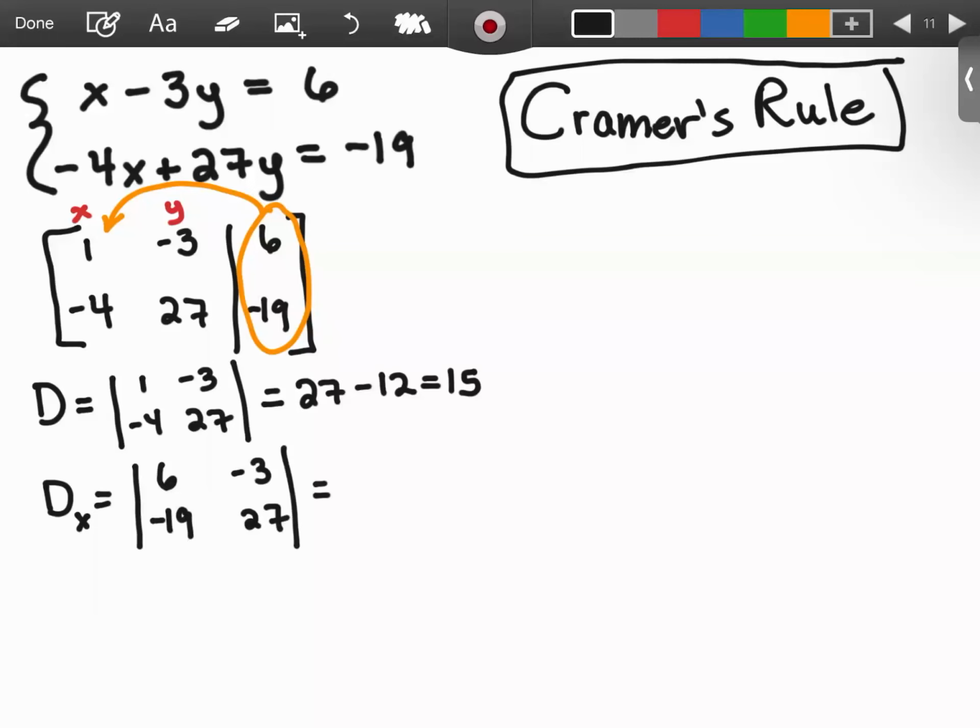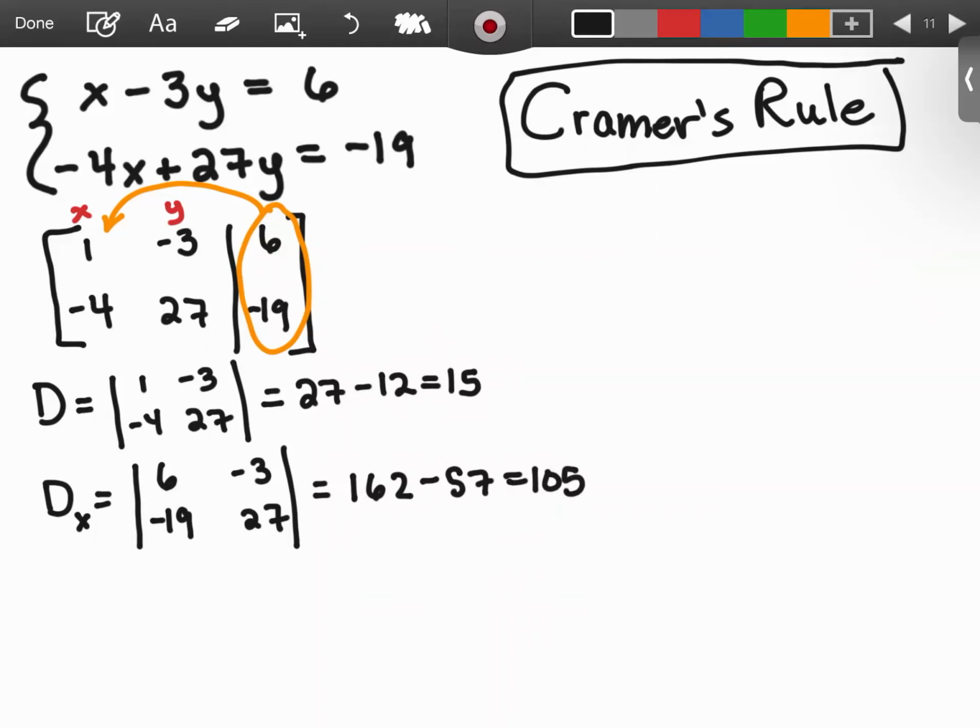Now let's find the determinant of this. So let's see. 27 times 6 is 162. I guess that seems right. And then subtract 19 times 3 gives me 57. Subtract these two numbers and I get positive 105.